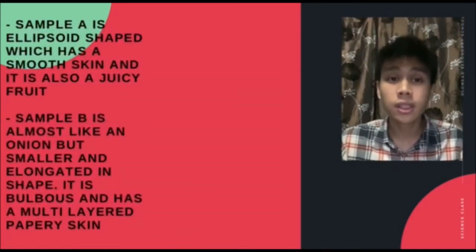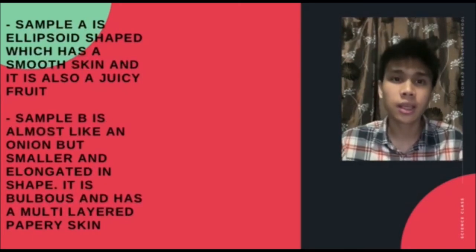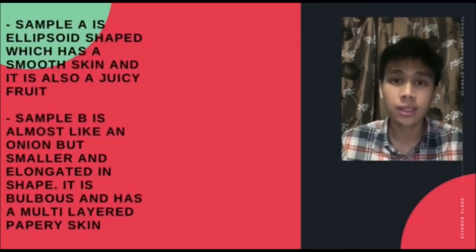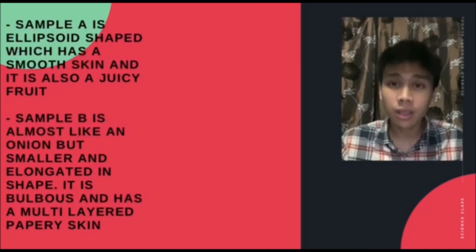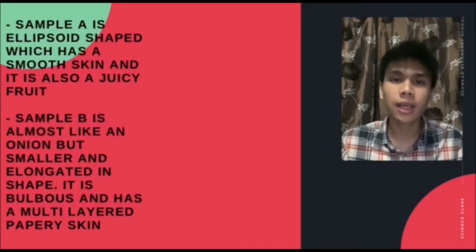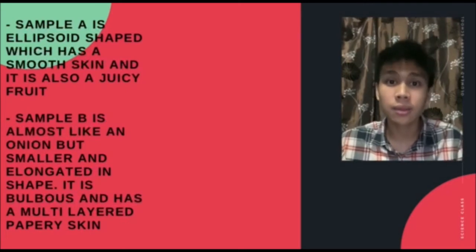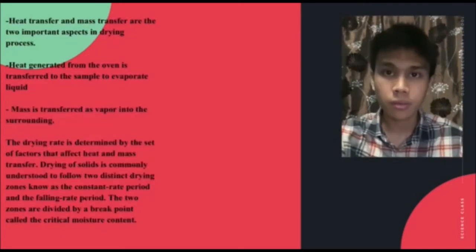There are differences in both samples. Sample A is ellipsoid shaped, which has smooth skin, and it is also a juicy fruit, while sample B is almost like an onion, but smaller and elongated in shape. Sample B is bulbous and also has a multi-layered peppery skin.